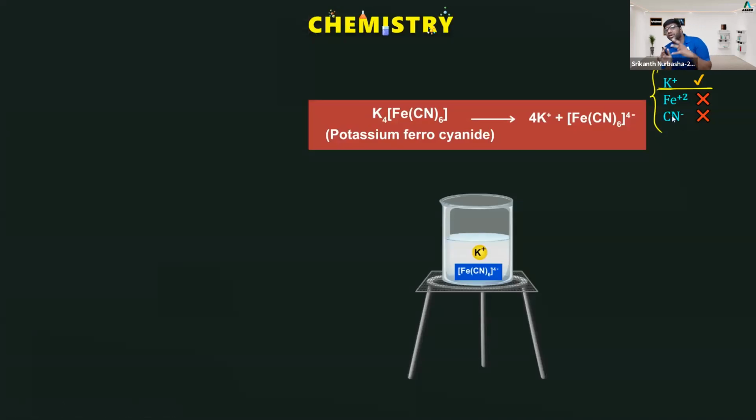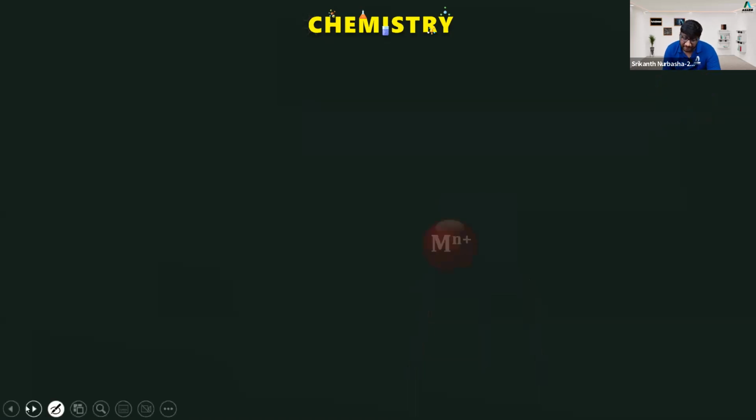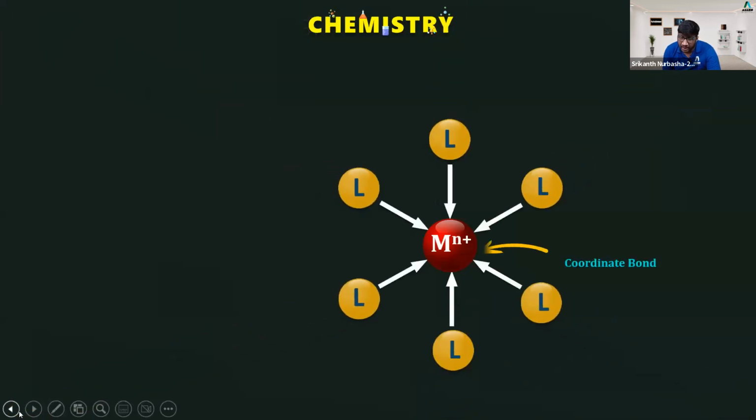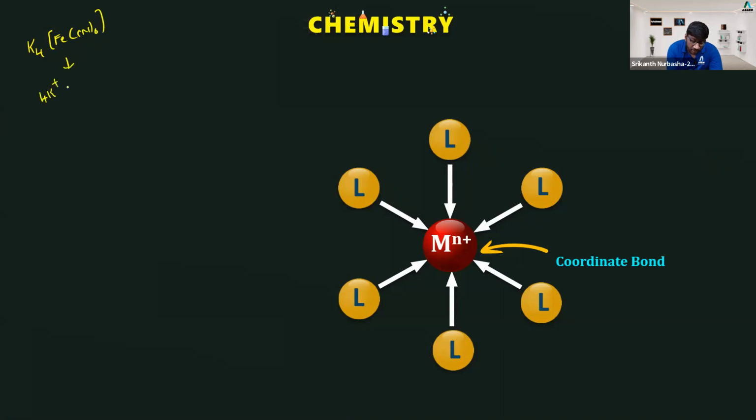So our role in complexes will be mainly about understanding how this complex is formed, what type of forces are present between the Fe plus 2 and CN minus, and how they are governing. Okay? Look at this scenario. In the formation of a complex, if you take K4[Fe(CN)6], it dissociates to give 4K plus and [Fe(CN)6] whole 4 minus.